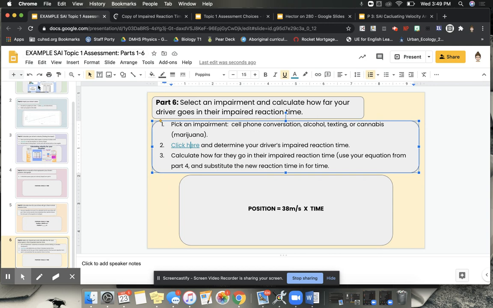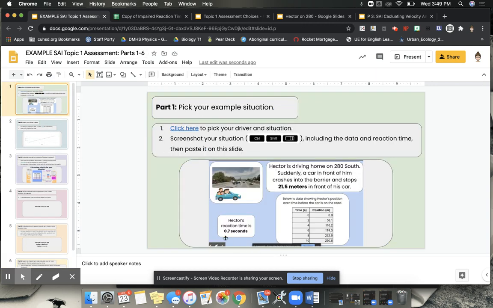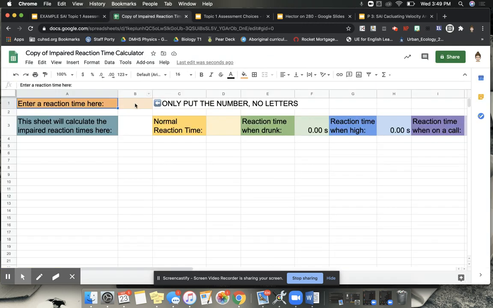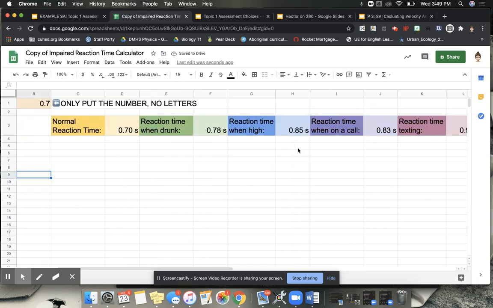Again, I'm going to double check. My driver's reaction time is 0.7. So I only need to put this here, 0.7. And you can see all of these numbers just sort of pop up. You're going to choose one of these. So this is their normal reaction time. You're going to choose one of these other 4 options.